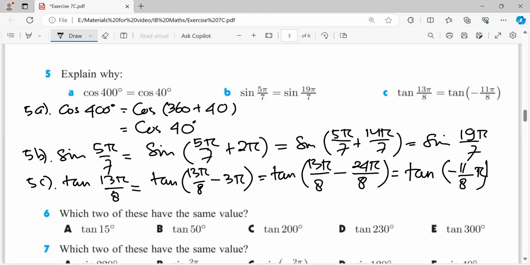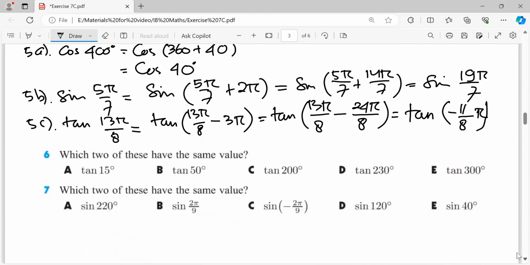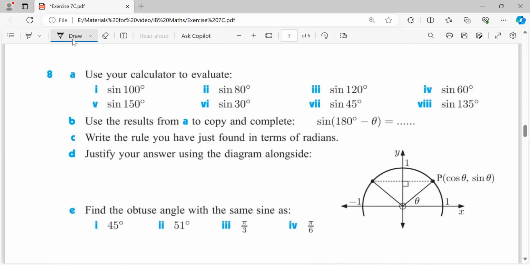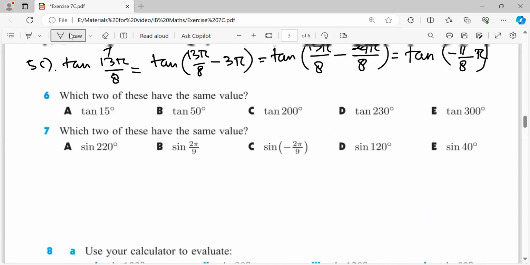Okay. Next, number 6. Which two of these have the same value? We're gonna check number 6, A, B, C, D, and E. Which pair of numbers have the same value? A, B, C, D, and E.